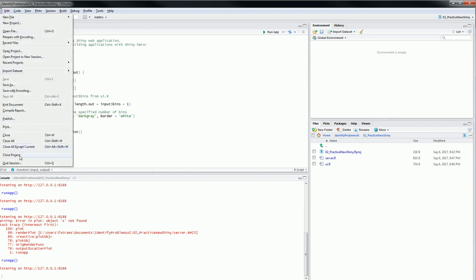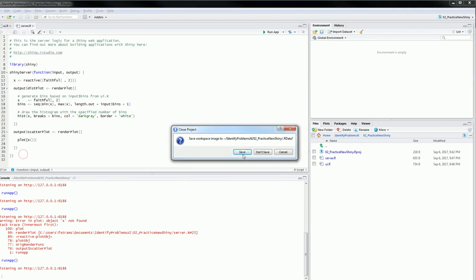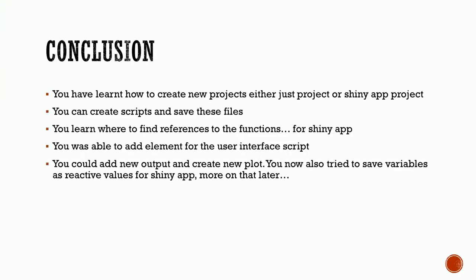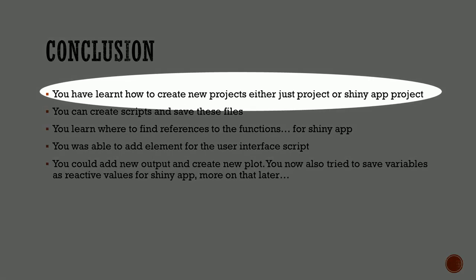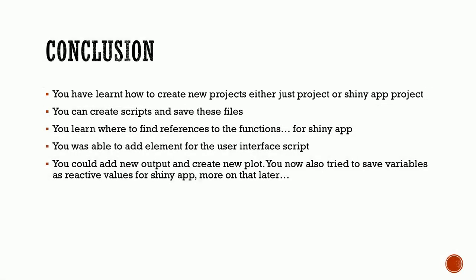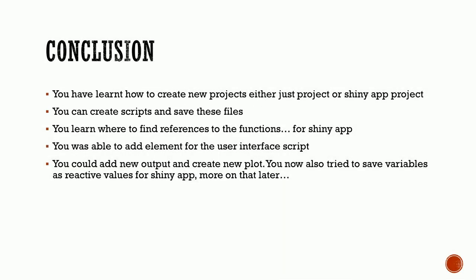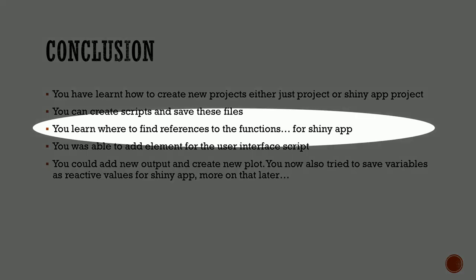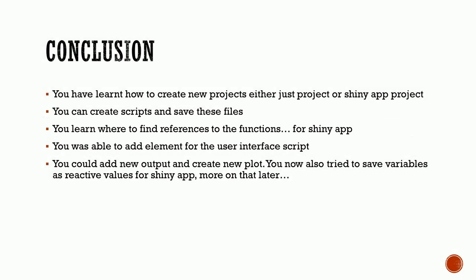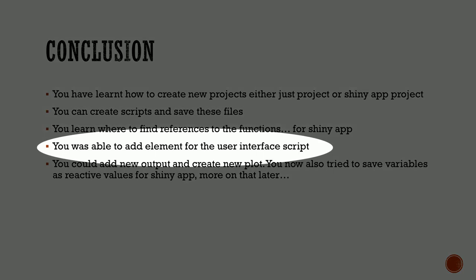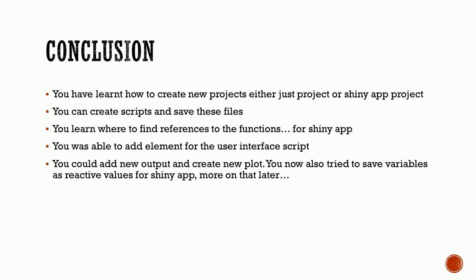This was just a bit of explanation where you learned probably a few things. And I will further summarize what was the learning experience you just undertook. You have learned how to create new projects, either just empty project or shiny app project. You can create scripts and save these scripts as files. You learned where to find reference to the functions for shiny app. This is very useful. And you were actually able to add elements to the user interface script, like button or even the entire output, like a plot.